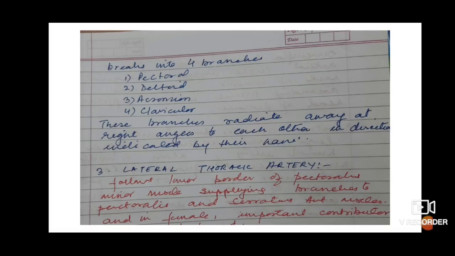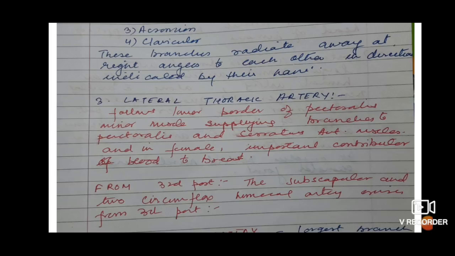Lateral thoracic artery follows the lower border of pectoralis minor muscle, supplying branches to pectoralis and serratus anterior muscle. And in female, it is an important contribution to blood supply of the breast.